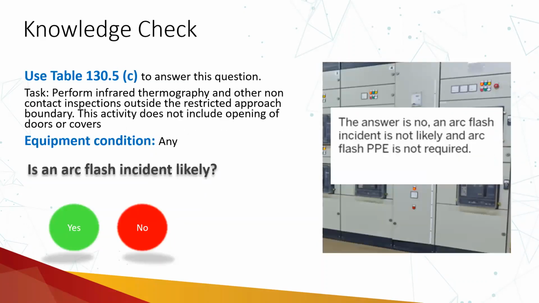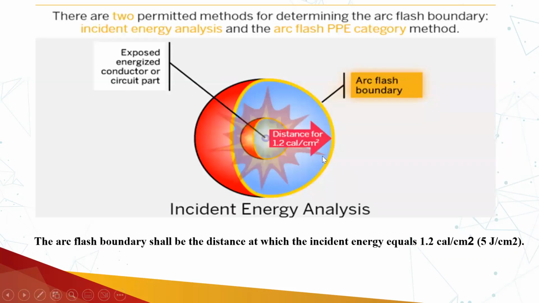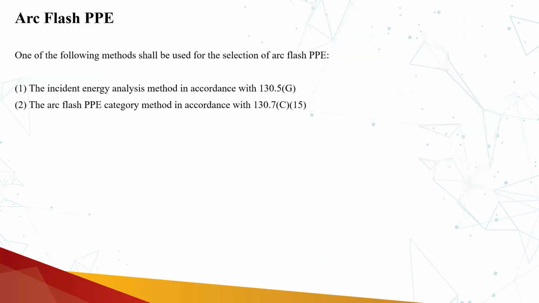Okay, then we have discussed the different types of methods you can use to calculate the arc flash boundary. So the first method is the incident energy analysis method. In this particular method, we are basically analyzing the complete network. We are modeling that network, and then we are calculating what the available incident energy is. One of the following methods shall be used for the selection of arc flash PPE and determination of the boundary: either the incident energy analysis method, which is covered in 130.5G, or the arc flash PPE category method, which is covered in 130.7 C15.